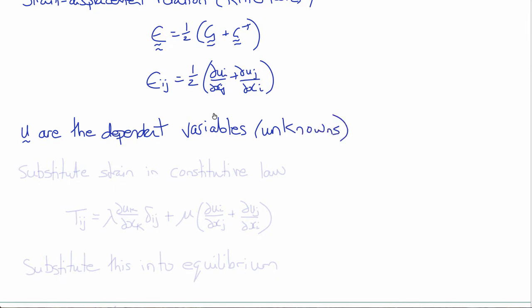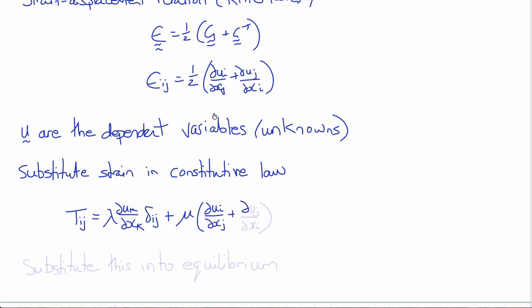What we're going to do is substitute the strain equation into the constitutive law for stress to get the stress in terms of the displacement gradients, and then substitute the stress into the equilibrium equation to get a differential equation for the dependent displacement variables. So substituting strain into the constitutive law, we now get Tij equals lambda del uk del xk times delta ij plus mu times (del ui del xj plus del uj del xi).